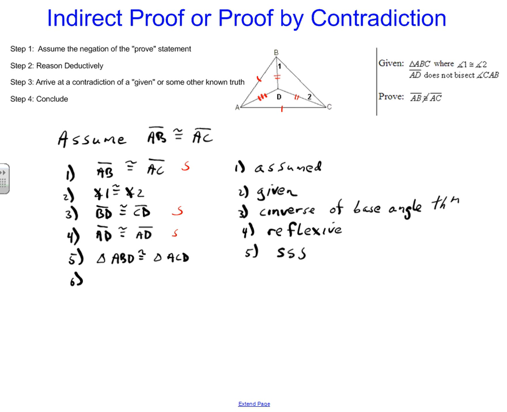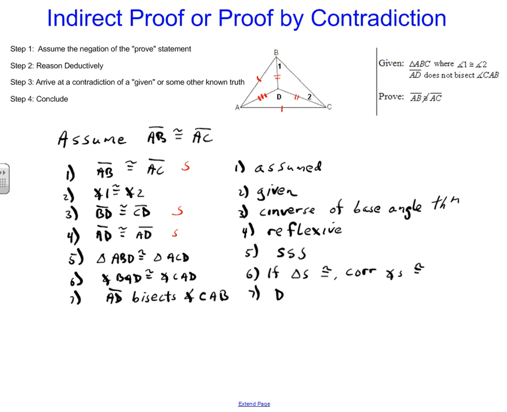6, I could say that angle BAD is congruent to angle CAD. If triangles are congruent, then the corresponding angles are congruent. 7, that means that AD bisects angle BAC, CAB I'll call it. And that's the definition of angle bisector.